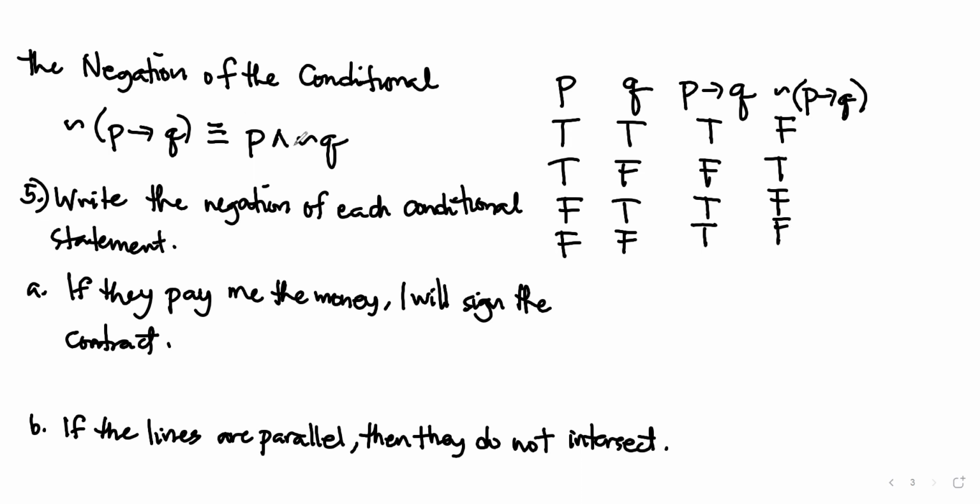And let's have P and Q. Let's first get not Q. We're going to negate Q. Not true, that is false. Not false, that is true. Not true, that is false. Not false, that is true. And then we'll have P and not Q.